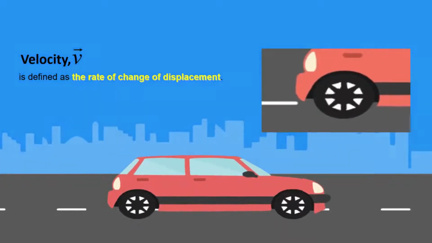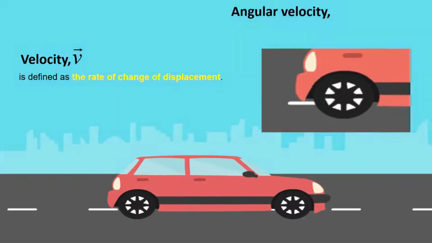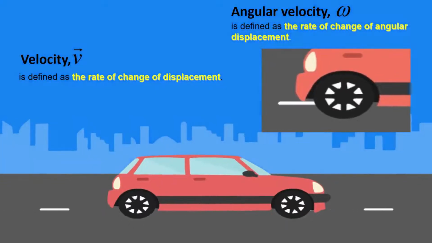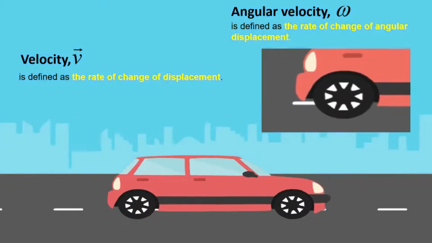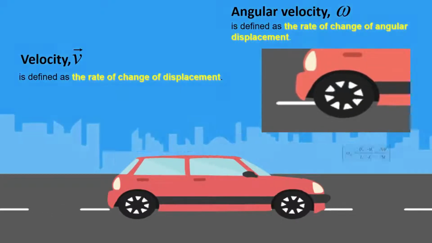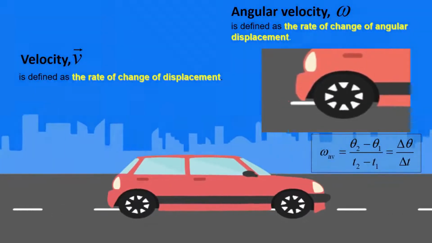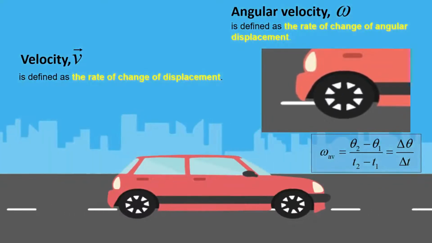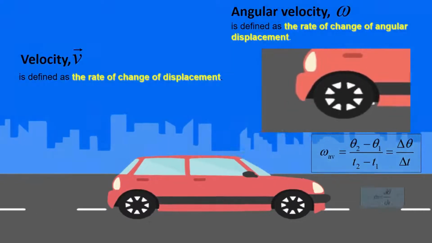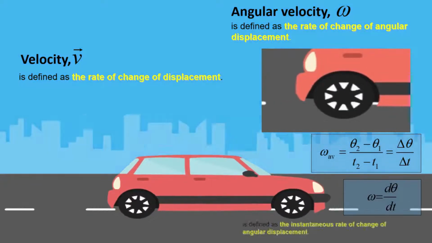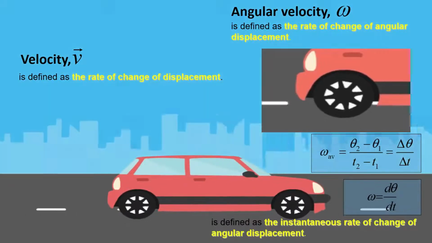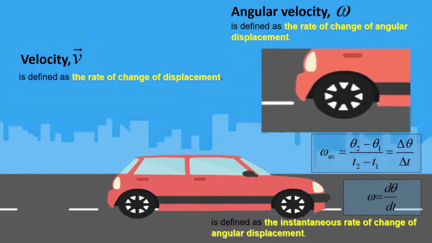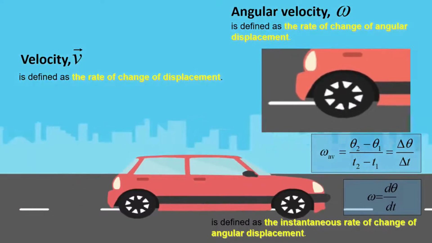We can define average angular velocity, denoted as omega, as the rate change of angular displacement, or omega is equal to the rate change of theta divided by time interval. At the instant time, instantaneous angular velocity can be defined as the instantaneous rate of change of angular displacement, omega equal to d theta divided by dt.